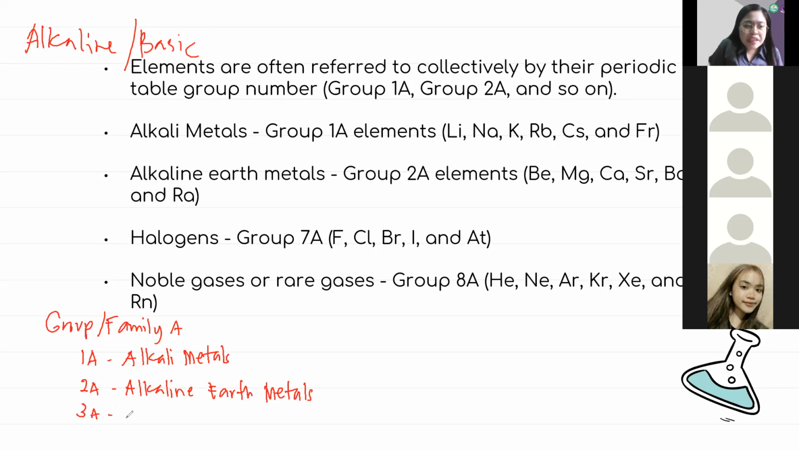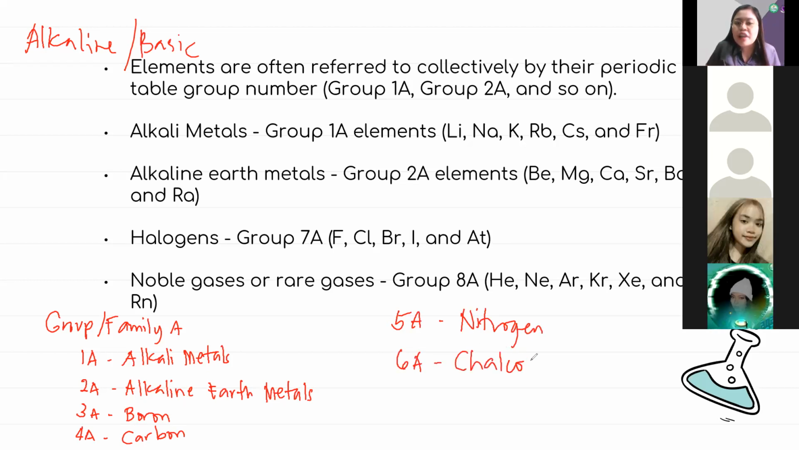Now let's jump to group 3A. They are called the boron group. The 4A, they are called the carbon group. The 5A, they are called the nitrogen group. And then the 6A, we call them the chalcogens. So si 6A, di ba, starting from oxygen, pababa, we call them, class, the chalcogens. And then the 7A, we call them the halogens. So from fluorine, chlorine, bromine, iodine, astatine, sila tanan ang tawag nato halogens. And except for astatine, they are all non-metals. Okay?